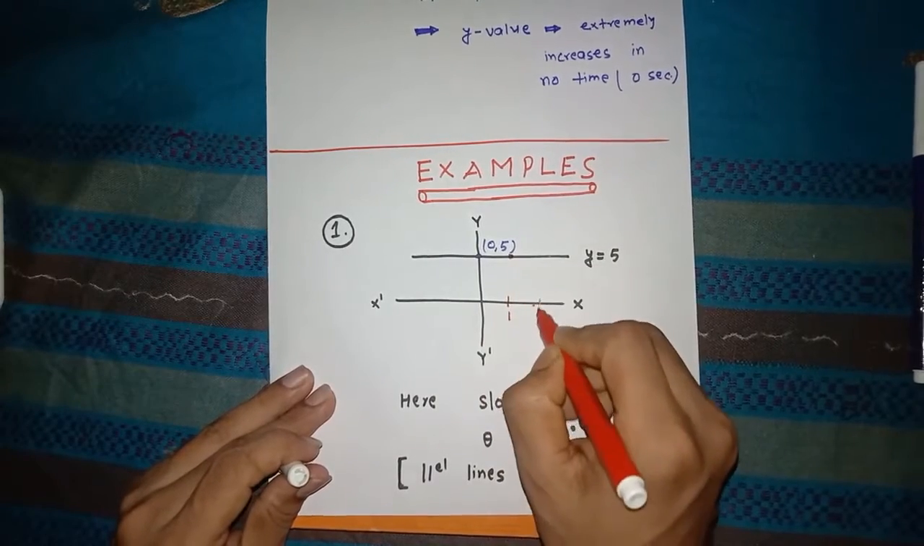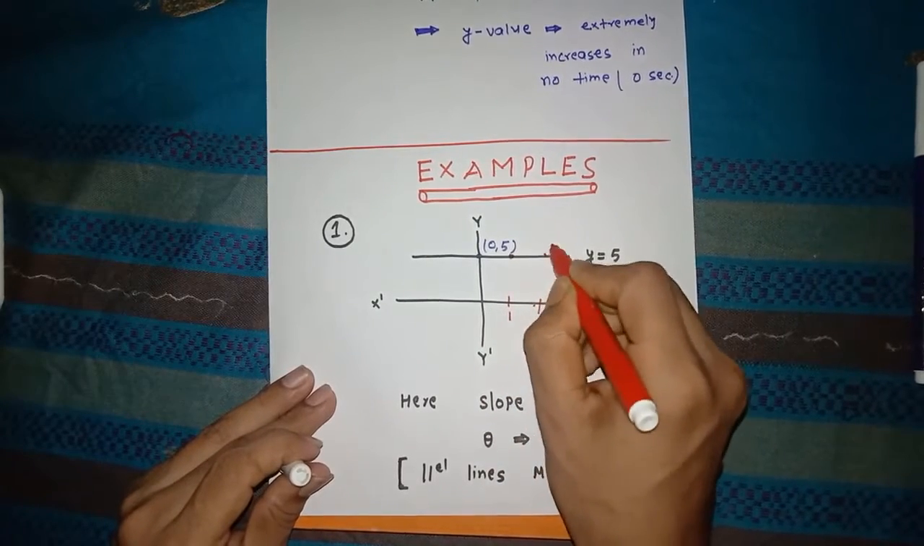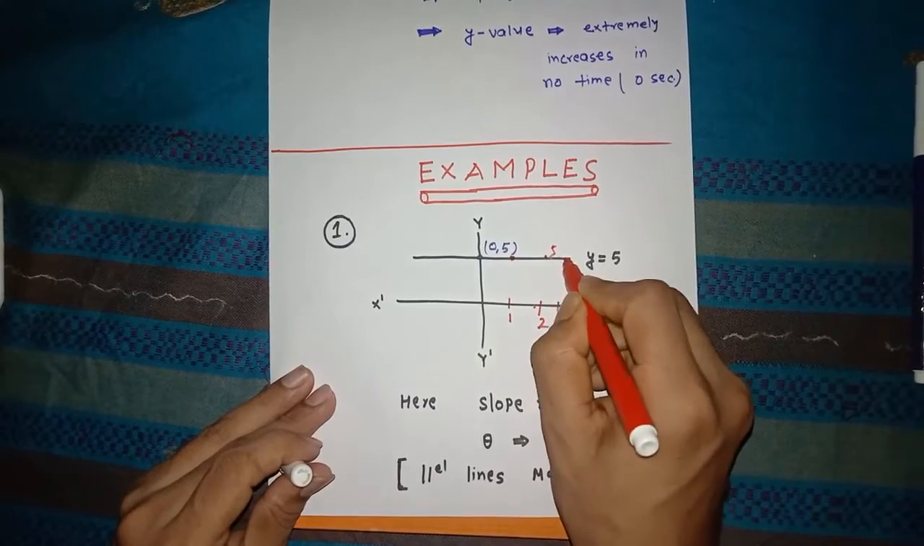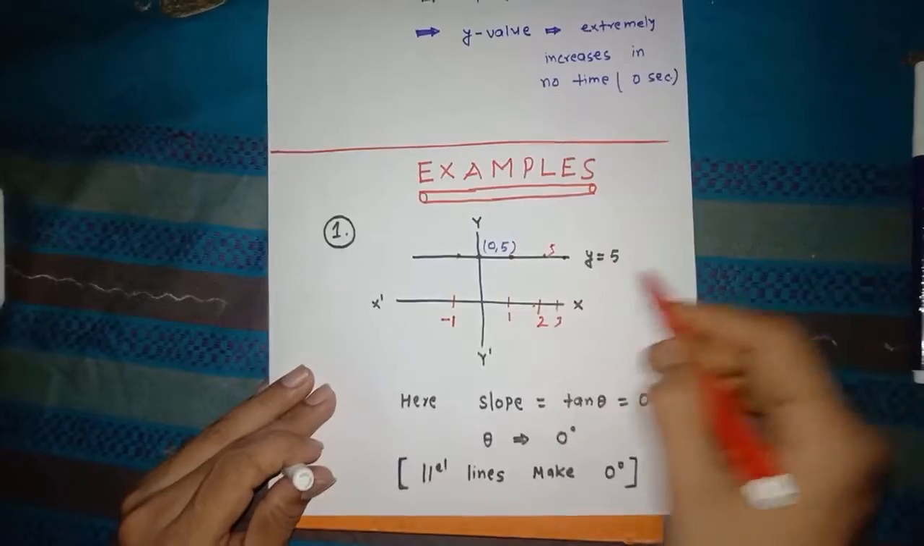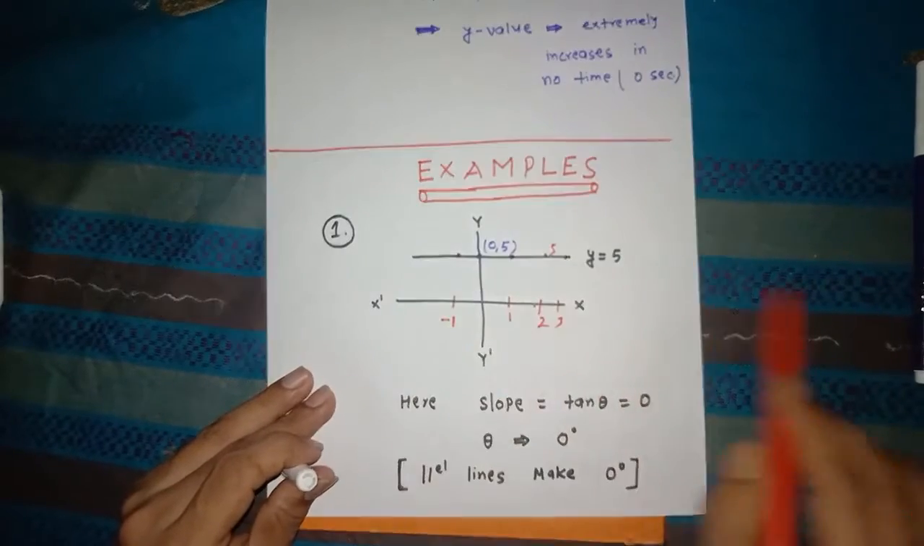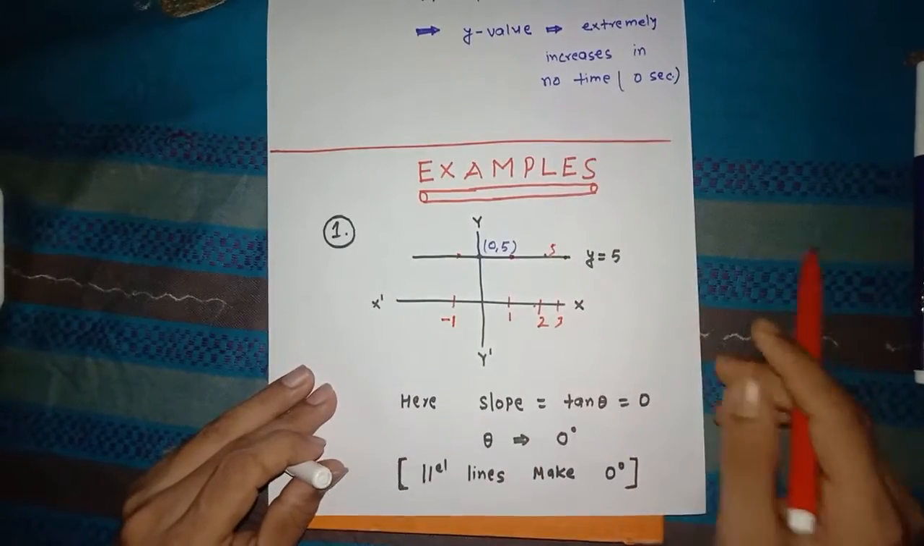If I take x equal to 2, y is also 5. If I take x equal to 3, y is also 5. If I take x equal to minus 1, y is also 5. In this way, we can join all the points, so you get the graph of y equal to 5.